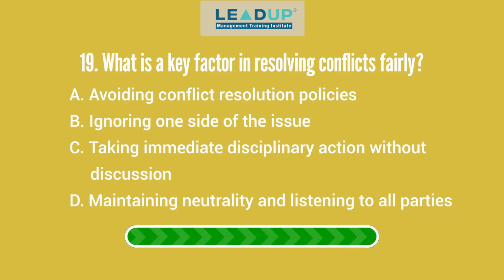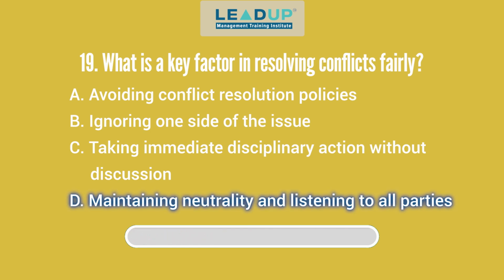Question 19. What is a key factor in resolving conflicts fairly? A. Avoiding conflict resolution policies. B. Ignoring one side of the issue. C. Taking immediate disciplinary action without discussion. And D. Maintaining neutrality and listening to all parties. Answer: maintaining neutrality and listening to all parties.